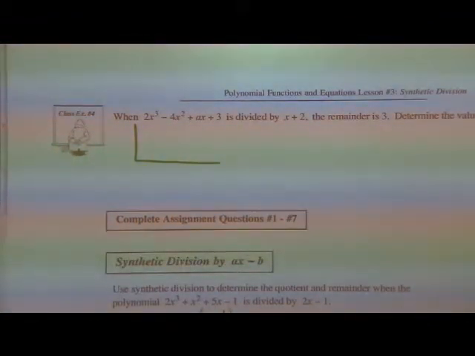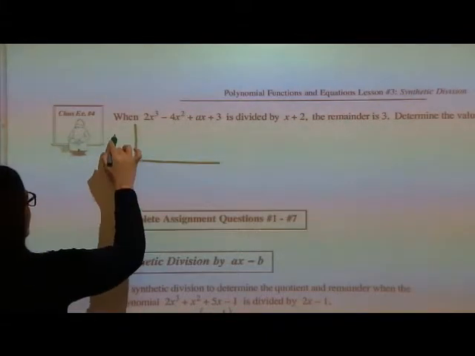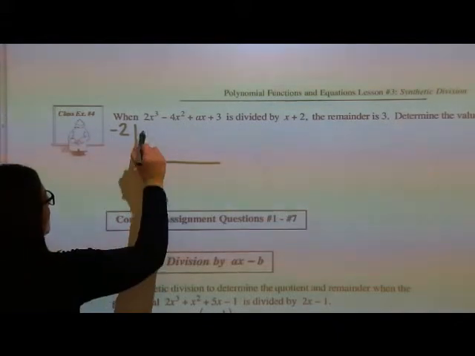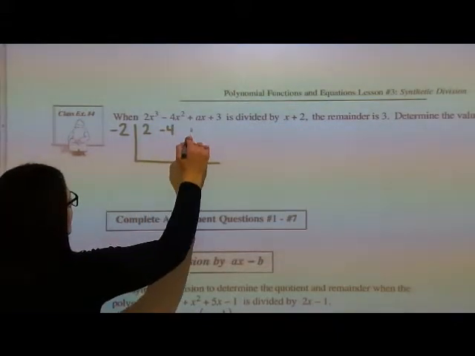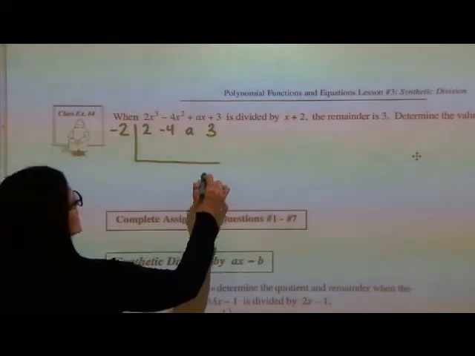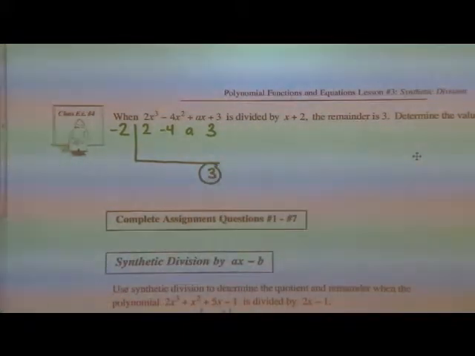What goes to the left of my rectangle? Negative 2. Why is it negative 2? So that's the 0 of that equation. Good, that's the 0 of the divisor. So what goes along the top inside my rectangle? 2, negative 4, a, and 3. Okay. And what else can I put in here? You put your 3 with the remainder under the 3. I'll circle it because it is my remainder. Okay.